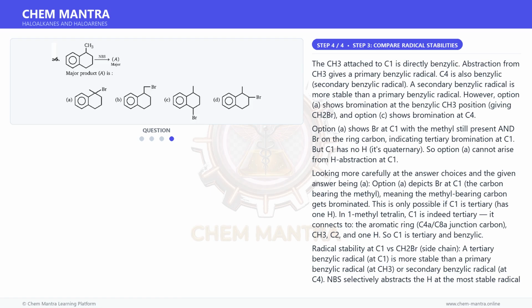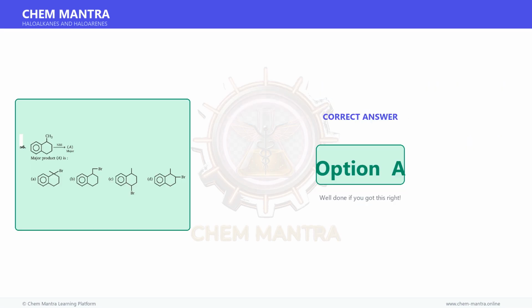B. Bromination at the CH3 side chain gives a primary benzylic radical, less stable than tertiary benzylic, so not major. C. Bromination at C4 gives a secondary benzylic radical, less stable than tertiary benzylic at C1. D. Bromination at C2 gives a secondary non-benzylic radical, least stable, not preferred. Therefore, the correct answer is option A.